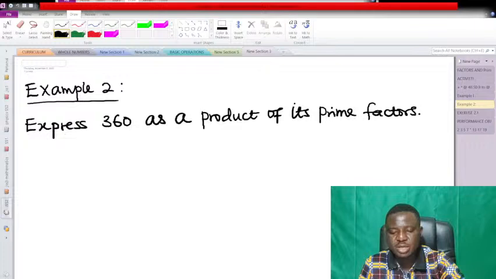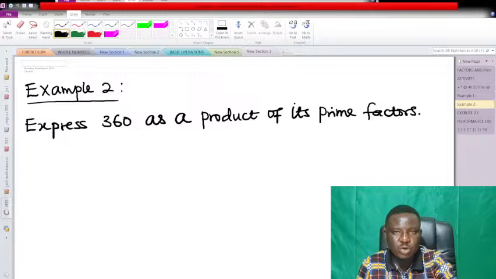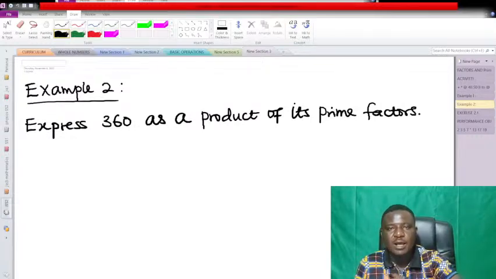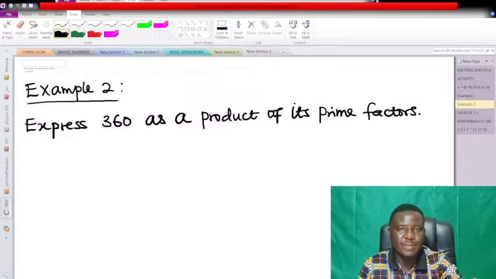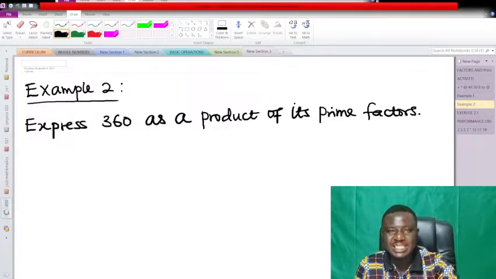Example 2: we have to express 360 as a product of its prime factors. In this example, I will equally tell you more as to why you should make use of the long division method as against finding all the factors of that number before looking for those that are prime. If you have bigger numbers other than 18, it will be very difficult for you to write out all the factors.